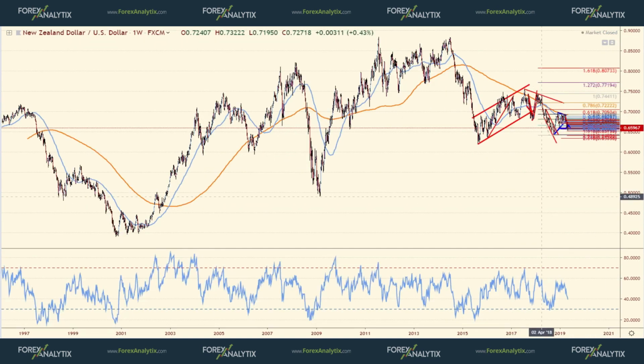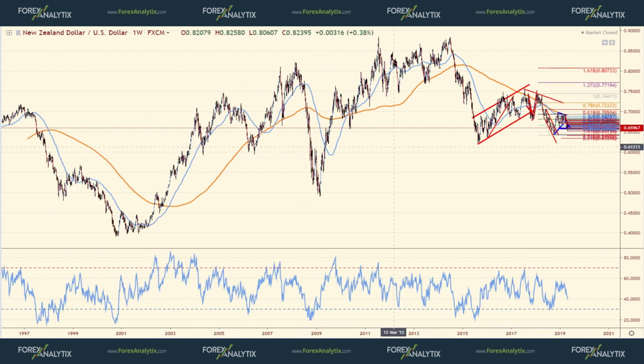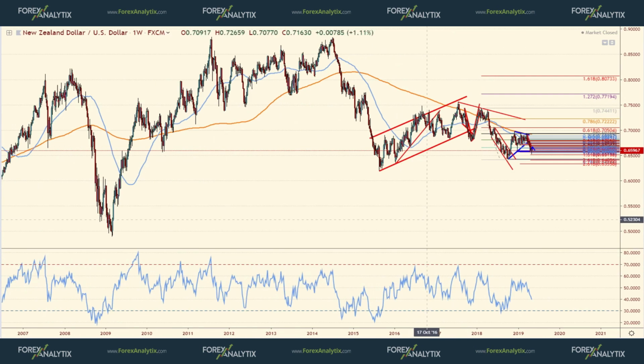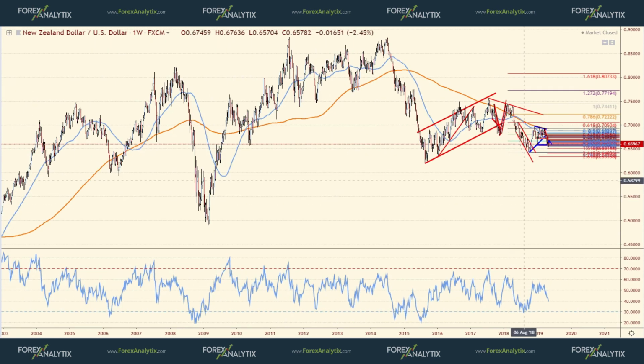You look at the Kiwi, and I'm not showing you ForexAnalytix, and the reason why is because I can't get this much data on those charts, going back to the early 2000s. But you look at New Zealand. New Zealand is very vulnerable, and if we start trading below 64 cents, we're going to be trading back in the upper 50s, I would suspect.